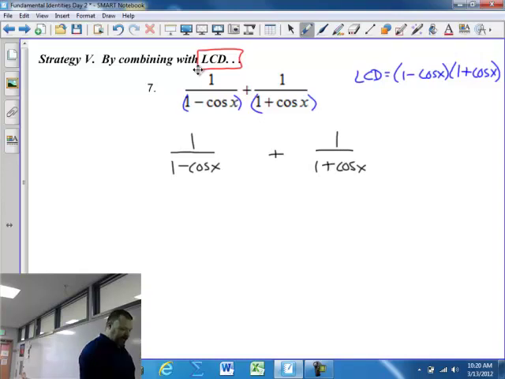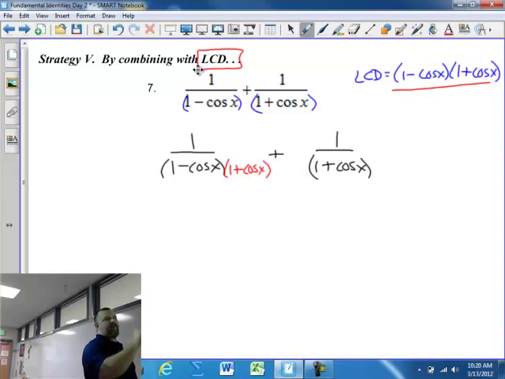We're going to make sure that both denominators have a 1 minus cosine x and a 1 plus cosine x in them. So we're going to multiply the bottom of this one by 1 plus cosine x. And if I multiply the bottom of a fraction, I have to multiply the top by the same thing. That way we're just multiplying by 1. Anytime you multiply by 1, you don't change anything. We're just changing the way it looks.